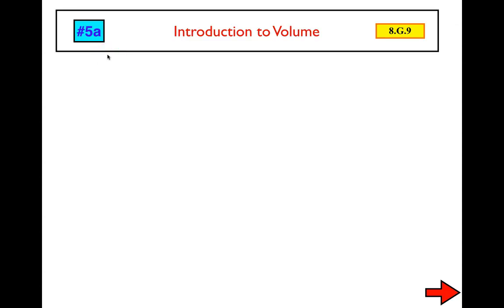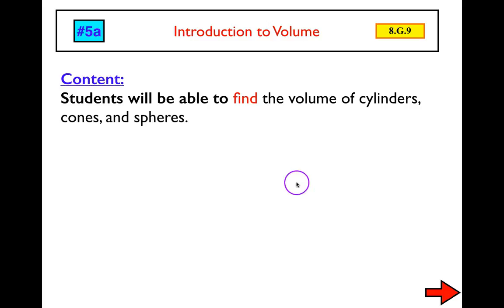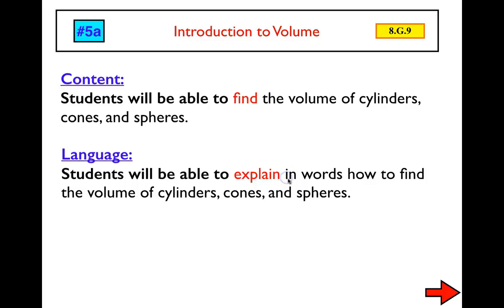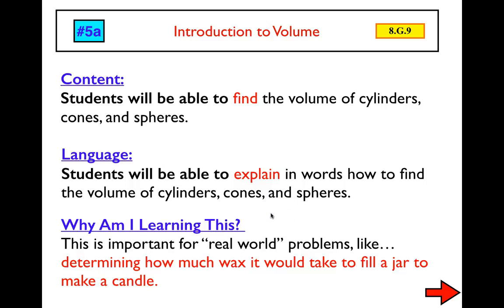We're going to cover 5A, which is the Introduction to Volume. Our content objective is students will be able to find the volume of cylinders, cones, and spheres. Our language objective is students will be able to explain in words how to find the volume of cylinders, cones, and spheres. Why am I learning this?